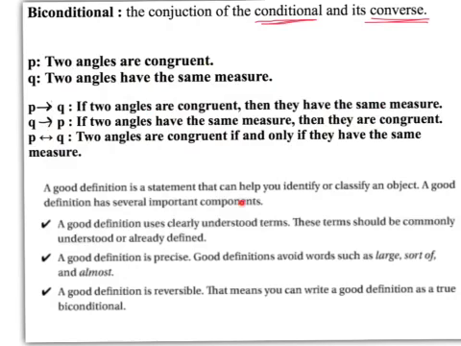Now, a good definition is a statement that can help you identify or classify an object, and a good definition has several important components. So it's clearly understood terms, so they're commonly used or have already been defined. It's precise. You avoid words such as large, sort of, almost, approximately, words like that. And a good definition is reversible. So a good definition is a biconditional. So you can write it as a true biconditional, which we're going to get some experience with.